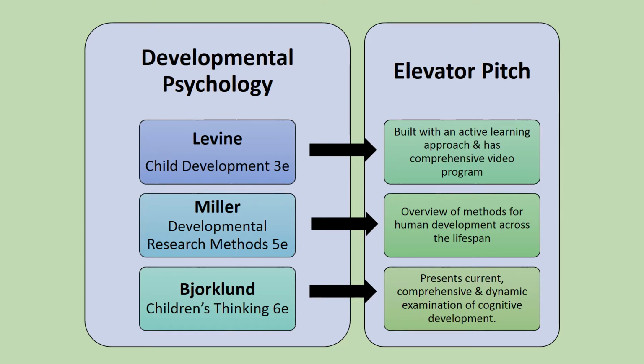You have 3 great individual choice courses to call on for the fourth quarter of the year. You have the best-selling revision of Levine's active learning approach to child development. You also have in your book bag the only research methods book on the market that takes a lifespan development approach to its content. This is Miller's Developmental Research Methods. Finally, you have the 6th edition of Dave Bjorklund's Children's Thinking. This text offers a comprehensive examination of cognitive development.